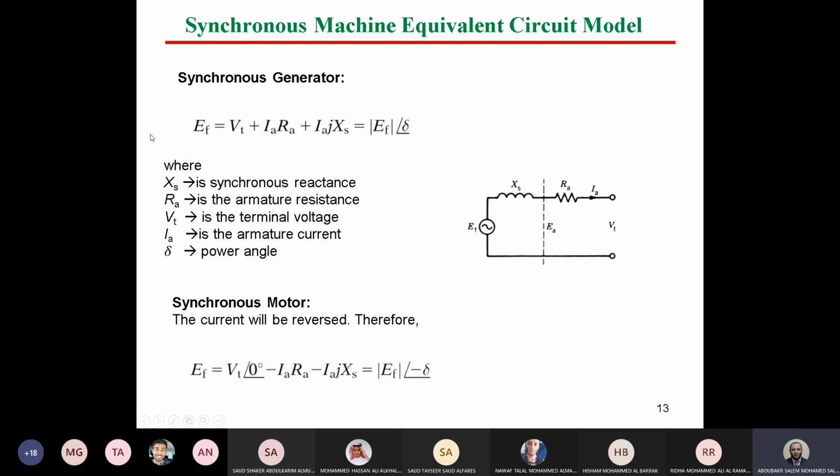This is for the generator. What will happen if it is a motor? Current goes in, so the current will be reversed, right? It will be entering the machine. In this case, EF equals V terminal minus IA multiplied by RA plus JXS, and for this case you will find EF at angle minus delta. This, inshallah, will be represented in the phasor diagram. We will see that for all cases of generator, delta is positive, and for all cases of motor, delta is negative.